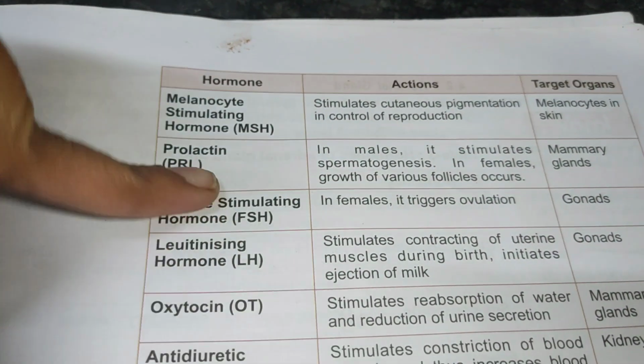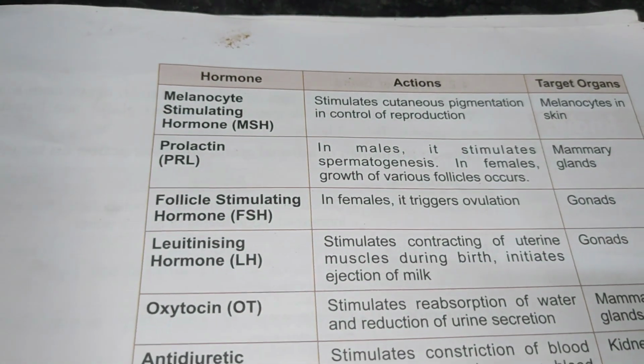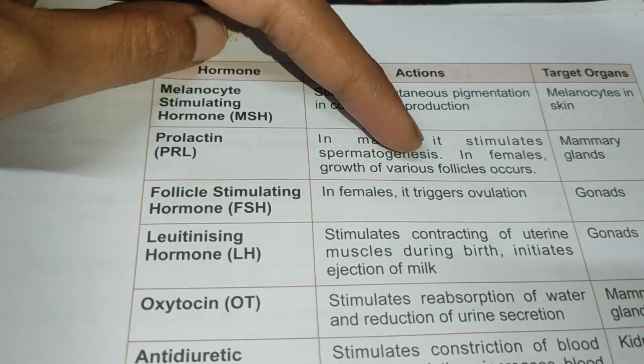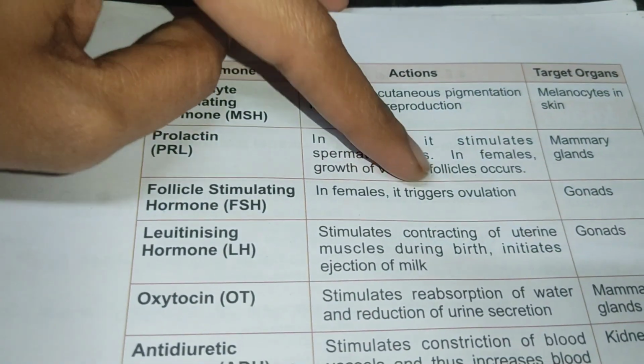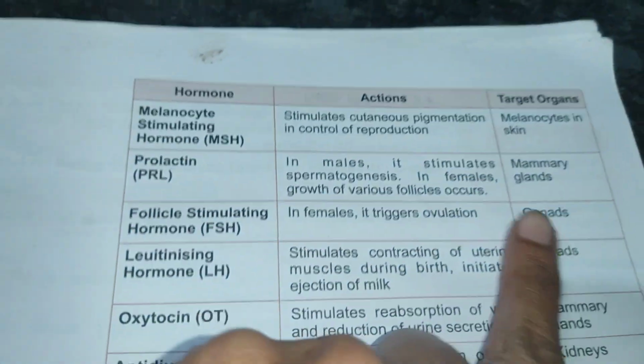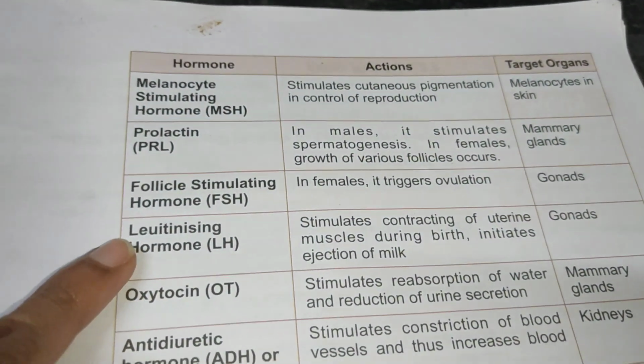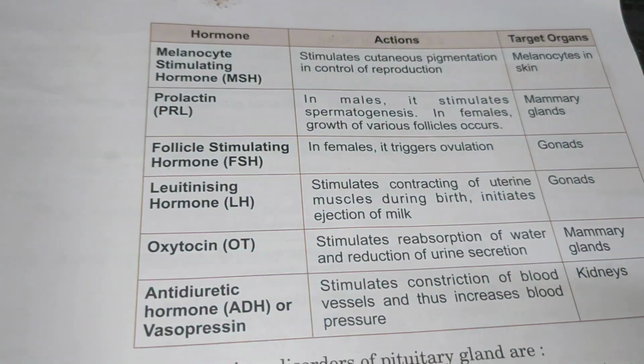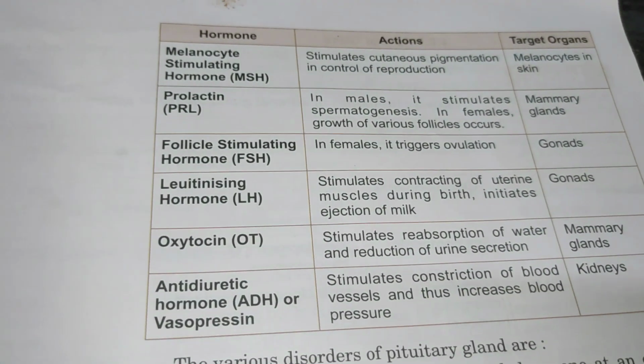Then prolactin. In males it will help to stimulate spermatogenesis to produce sperms, and in females the growth of various follicles. So the target organs are the mammary glands. Then follicle stimulating hormone in females, it will trigger ovulation, to produce ovules. It will act on the gonads.